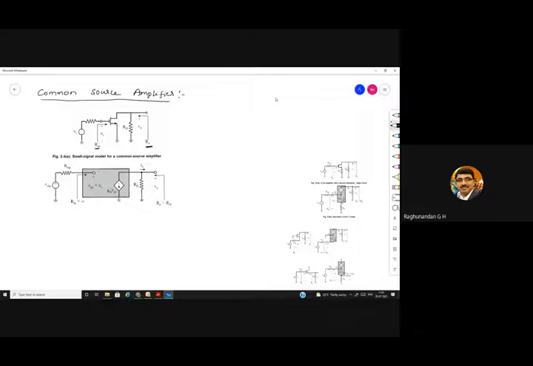Fixed biasing, sir. Yes, good, correct. It's fixed biasing. In fixed biasing, the emitter terminal was directly connected to the ground. In the same way here, the source terminal is directly connected to the ground.